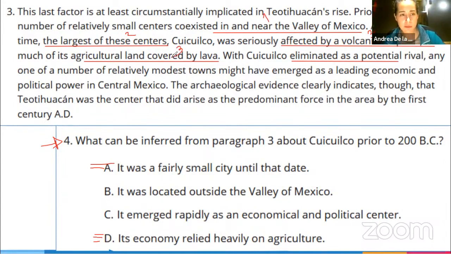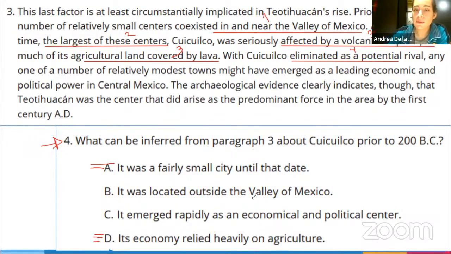What happens? Before, Cuicuilco was one of the largest of those centers, but after the volcanic eruption and after the lava covered their agricultural land, they were eliminated as a rival. And finally, Teotihuacan emerged, right? This is where they stop talking about Cuicuilco. Everything else is about other towns, about Teotihuacan. But remember, what we need to know is what happened with Cuicuilco prior to 200 BC. So we don't really care about other towns. We don't really care about Teotihuacan or anything else, right? We stop reading when we don't get what we want. So those are the things that we know about Cuicuilco.